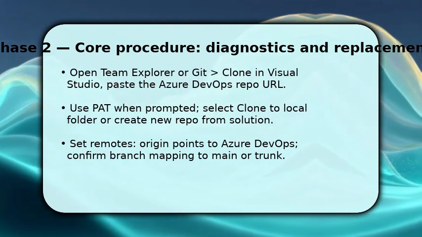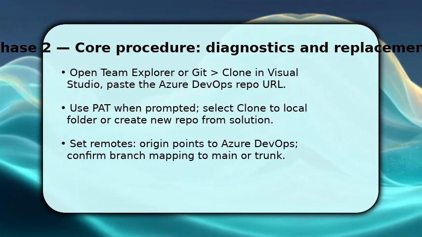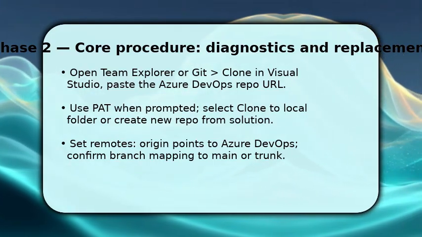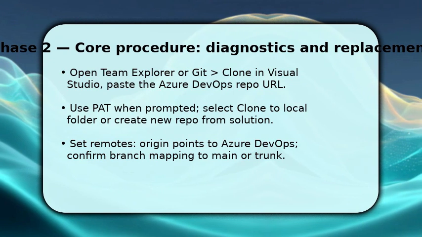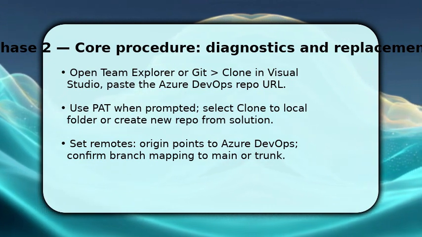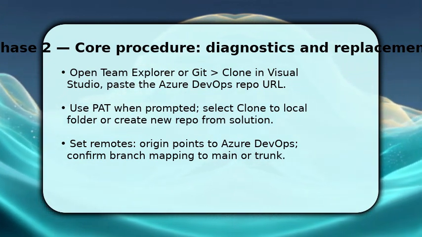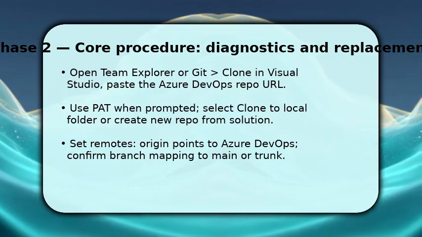Once cloned, open the solution and set the remote named Origin if it isn't set automatically. Make sure branch mapping is correct. Select main or your release branch, so pulls and pushes go to the expected branch.